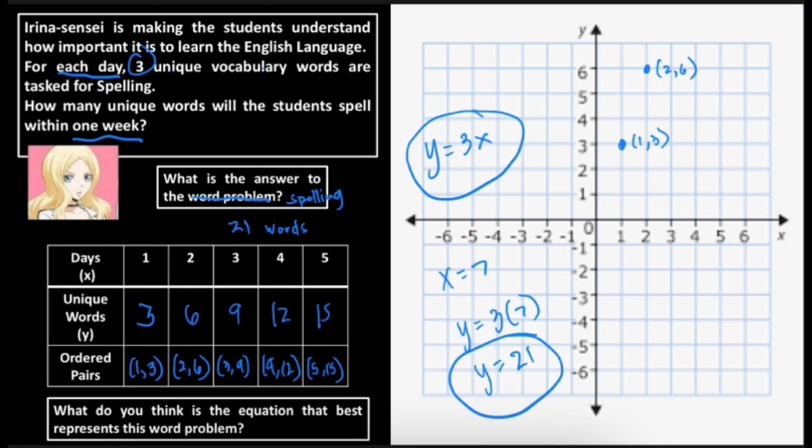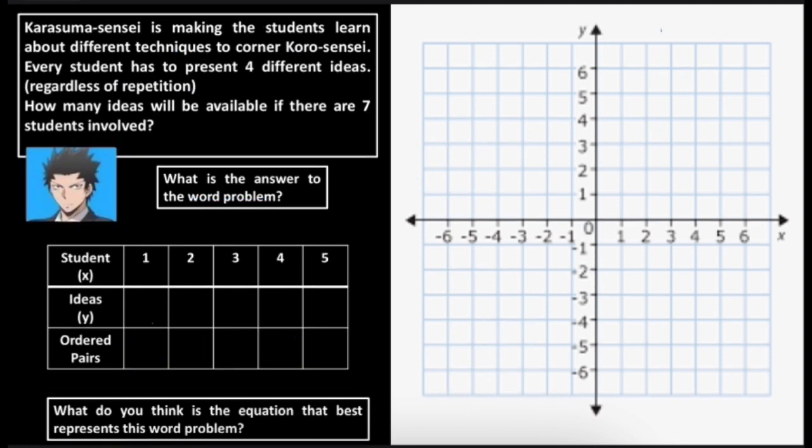Now let's have our last example. Let us join Karasuma Sensei now. So let's say that he's making the students learn about different techniques to corner Koro Sensei. Every student has to present 4 different ideas regardless of repetition. How many ideas will be available if there are 7 students involved? So let's say that there's 1 student. Again, the word is every student. So each of them will present 4 ideas. So that will be 4 here.